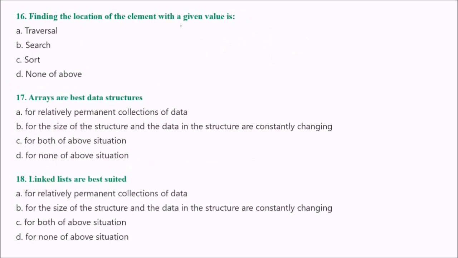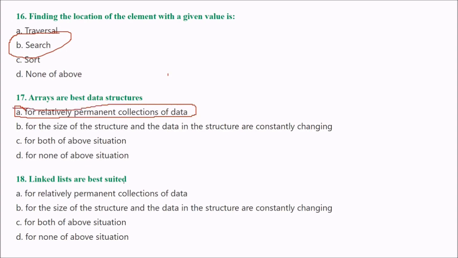Next is finding the location of the element with a given value. The answer is searching. Next is arrays are best data structures for what? Options are here. The answer would be A, for relatively permanent collection of data.